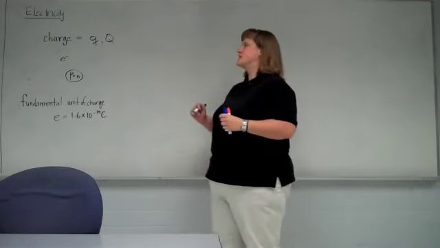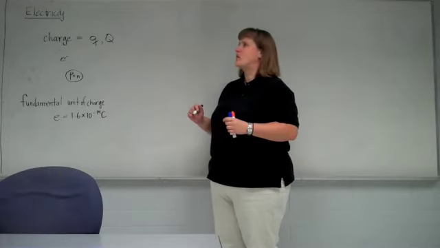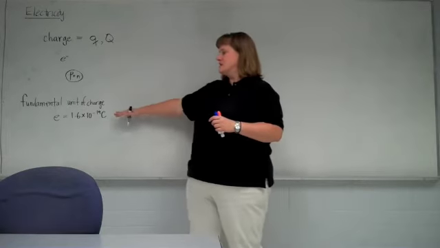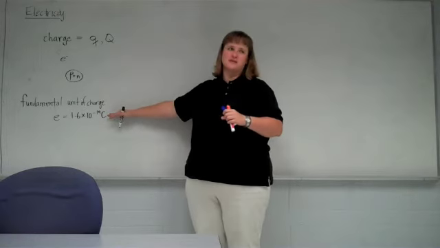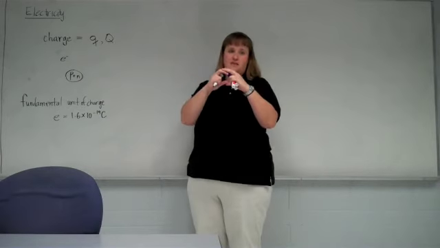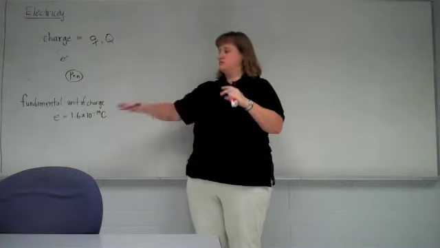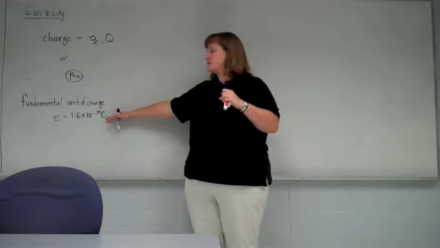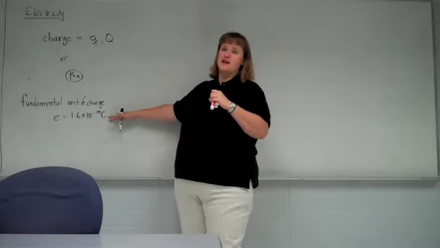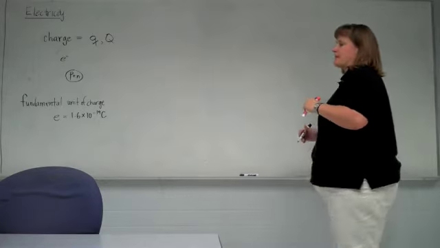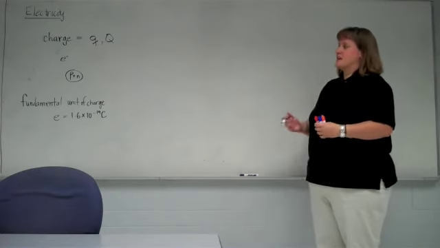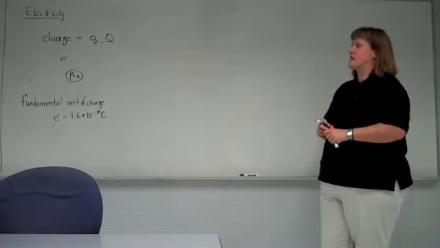Now, charge is another quantity that's quantized, meaning it has set values. You cannot split the fundamental unit of charge into pieces. You can't divide it up. The fundamental unit of charge is a whole charge of at least 1.6 times 10 to the negative 19. You can have multiples of this, but you can't have fractions of that. Does that make sense? So you have to have a certain number of electrons. You can't have half an electron or half a proton.